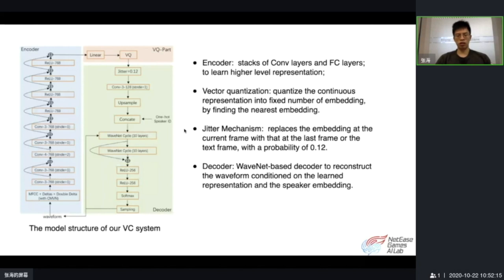The third part is the digital mechanism. It replaces the embedding at the current frame with that at the last frame or at the next frame with a probability of 0.12. And the last part is the decoder, which is mainly a WaveNet-based decoder to reconstruct a waveform conditioned on the learned representation and the speaker embedding.